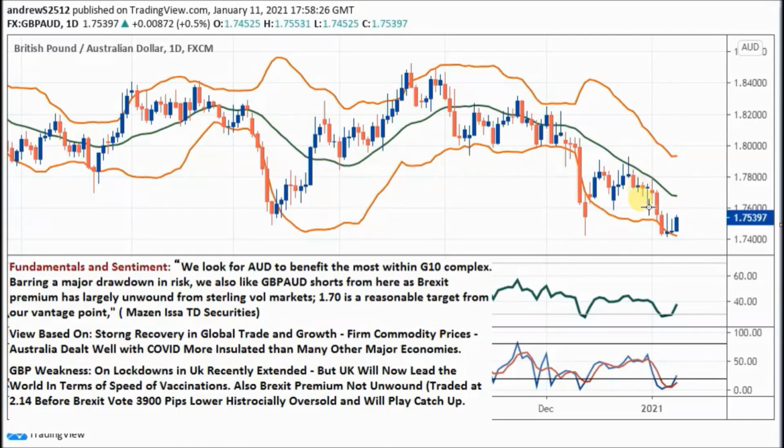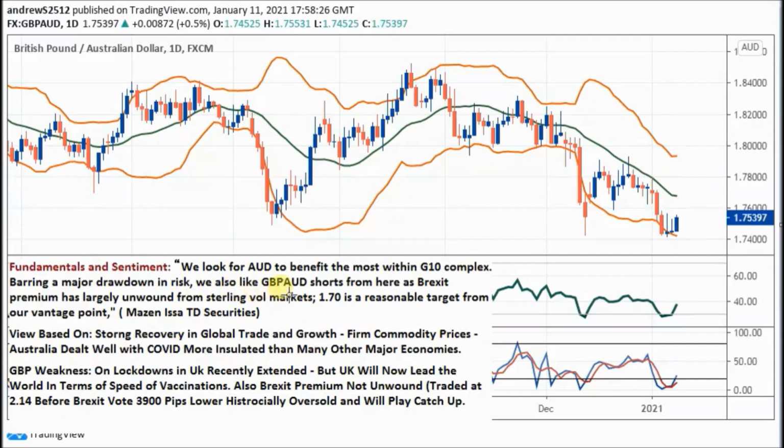Before I do my technicals, I just want to do the fundamentals and sentiment. Now, speculators are heavily short of the GBP. And if you read most brokers, analysts, economists, etc., they're looking for more weakness in sterling, more strength in the Aussie. And I picked out a typical quote here, which is, we look for the AUD to benefit the most within the G10 complex, barring a major drawdown in risk.